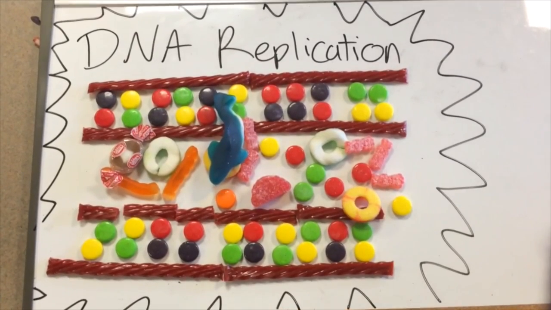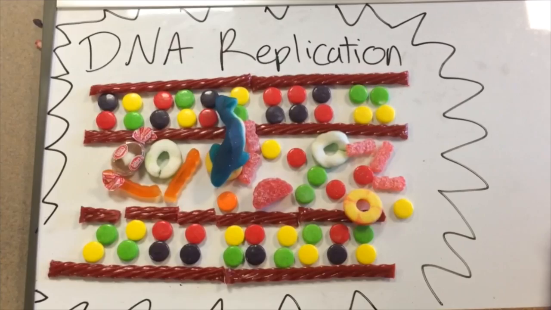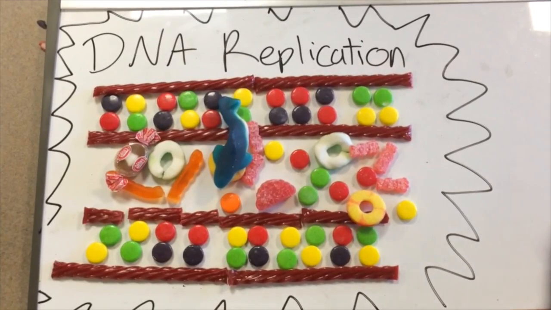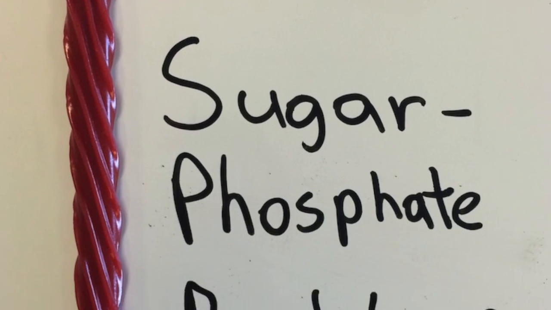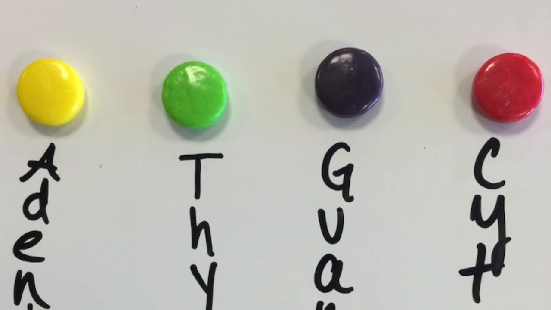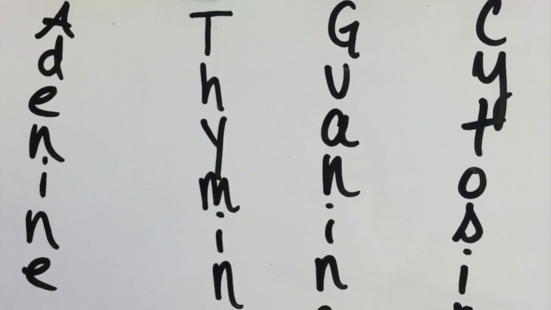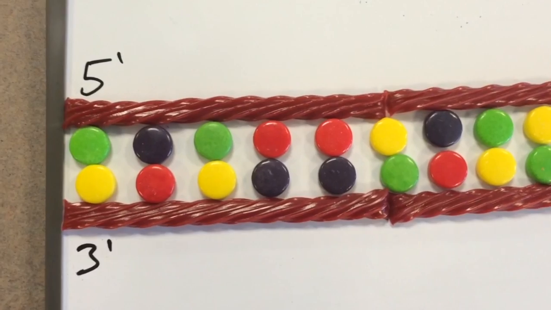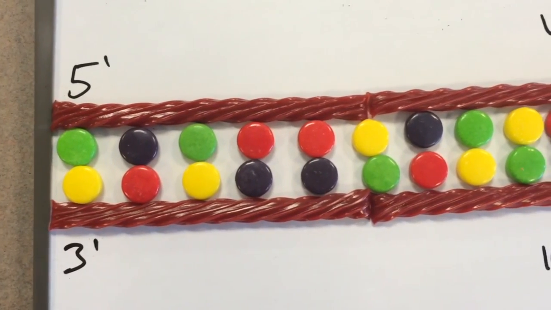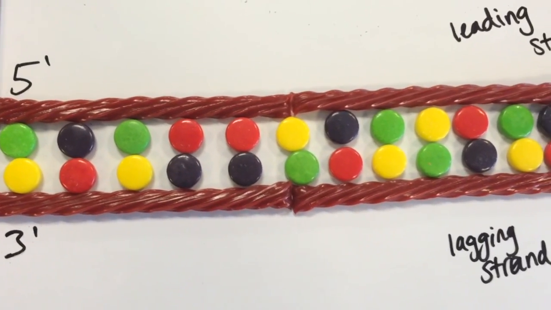DNA replication is an important process in the cell where a DNA strand is converted into two identical DNA strands. Here we have our DNA strand. The Twizzlers represent the sugar-phosphate backbone of the DNA, and the Spree candies represent each nitrogen base.